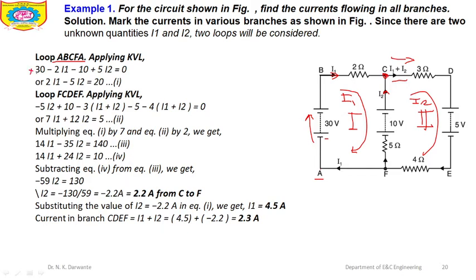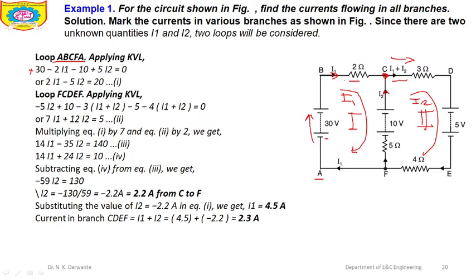Here, nothing is given, which means it is the positive sign. Now, once this EMF voltage is over, we will proceed to the next one, the 2 ohm. The current flowing through this 2 ohm is the I1 current, where I1 is an unknown quantity.